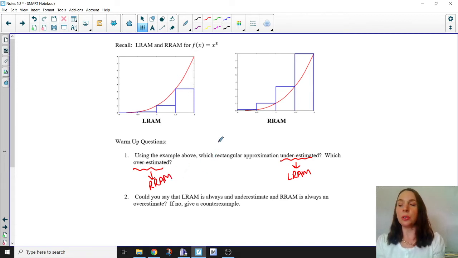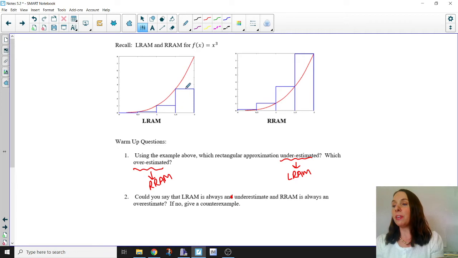Okay, take a look at number 2. Could you say that LRAM is always an underestimate? That should say an. There's a typo that I've just been letting ride for years because I've used this set of notes for years. Could you say that LRAM is always an underestimate and RRAM is always an overestimate? If not, give a counter example. I'm just going to tell you, no, LRAM is not always an underestimate and RRAM an overestimate. It is in this case, but that is because the function x cubed is increasing over the interval from 0 to 2. It's increasing everywhere, actually.